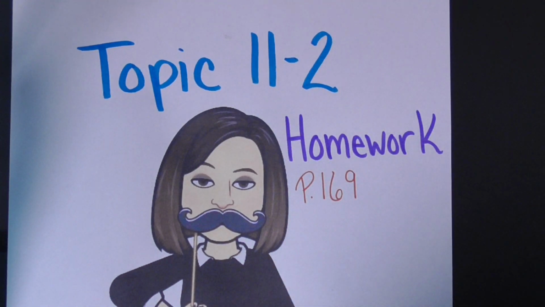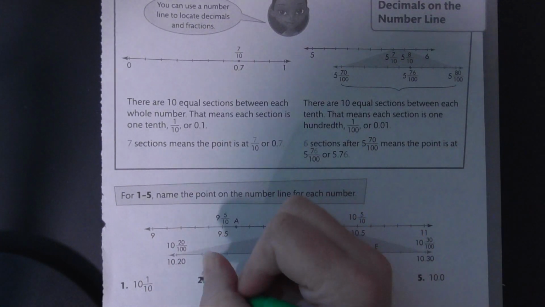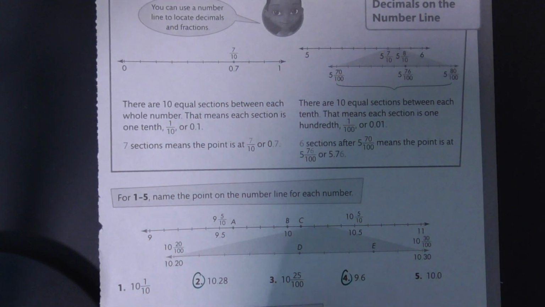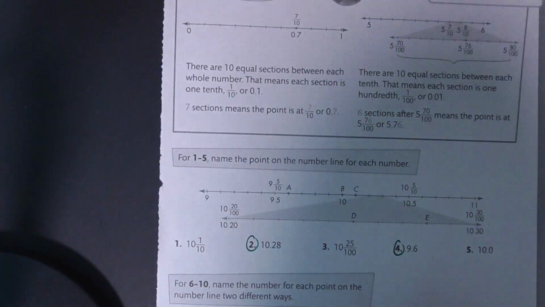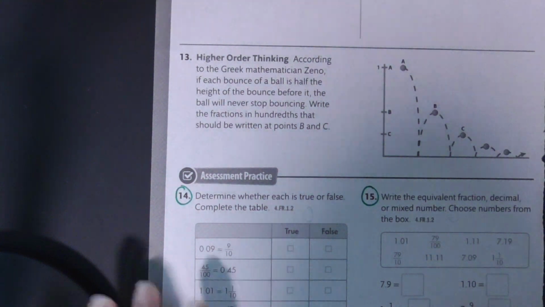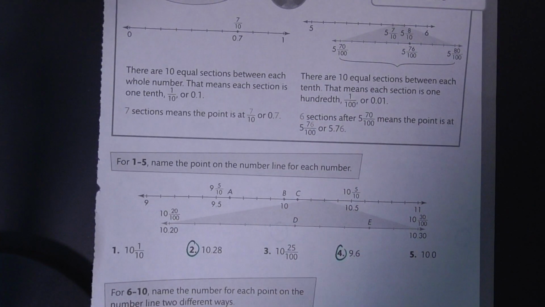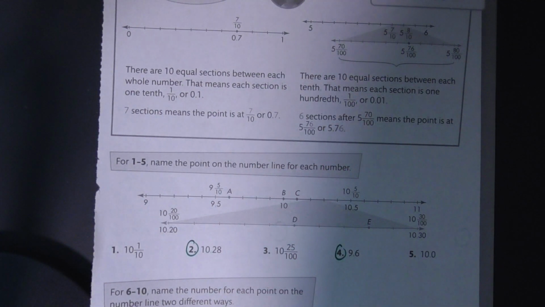I am Miss Cosmos, and this is topic 11-2 homework on page 169 of your additional practice workbook. So as always, we're just going to do the even numbered problems. So 2, 4, 6, 8, 10, and then on the back we always like to do the assessment practice problems as well. So for number 2, it says name the point on the number line for each number.